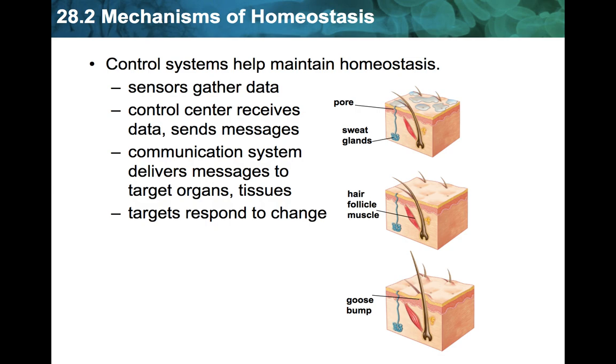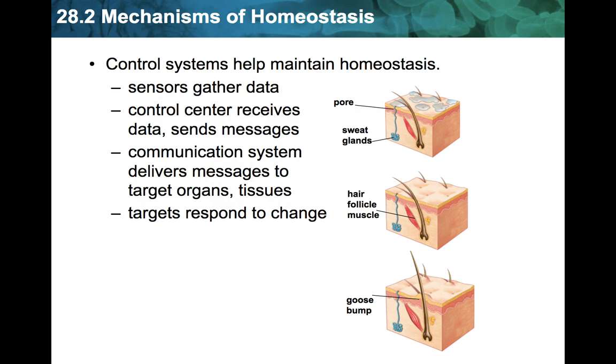In the next picture down of that little skin cutout, it's showing you the hair follicle muscle. When you get goosebumps or the chills, your hairs will usually stand up on your arm or your legs or the back of your neck. That is because you have a little muscle that's attached to the hair follicle that does that.